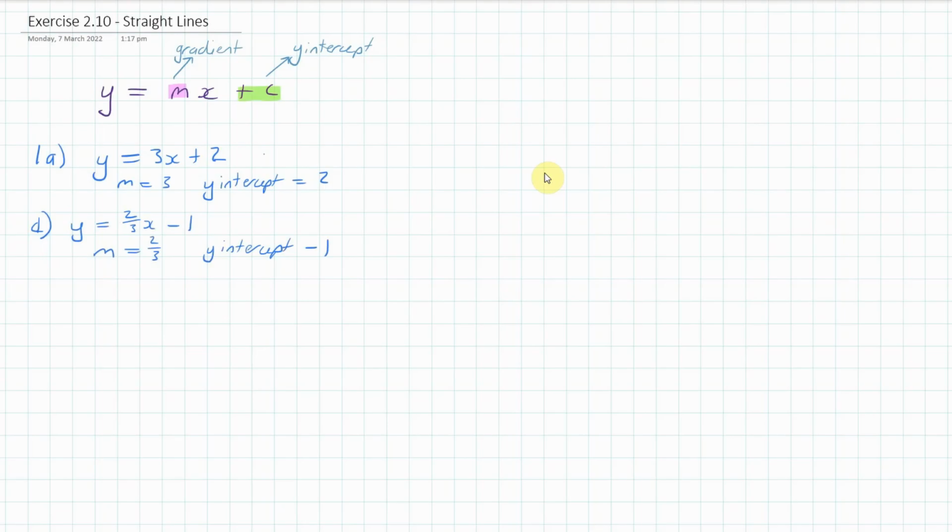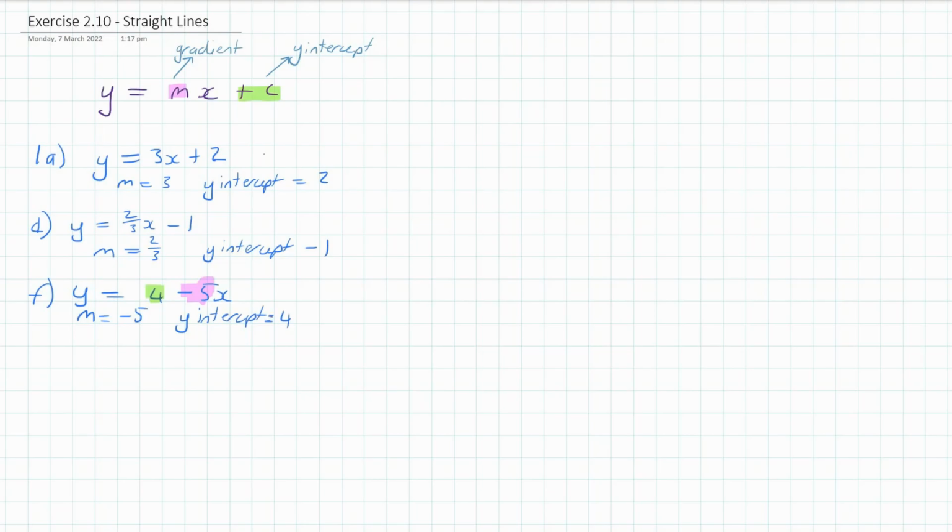Sometimes we might get a negative, for instance this one here, y is equal to 4 minus 5x. Now you've got to look very carefully. The m value is the one in front of the x, so it's minus 5 in this case, and the y-intercept is the 4. So don't get confused if they write things in a different order from what you're used to. So we say the gradient is equal to minus 5, and the y-intercept is equal to 4.